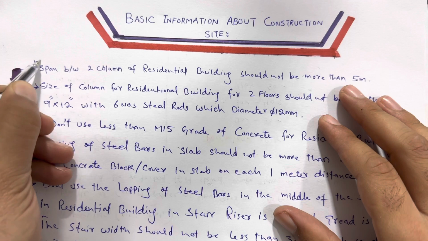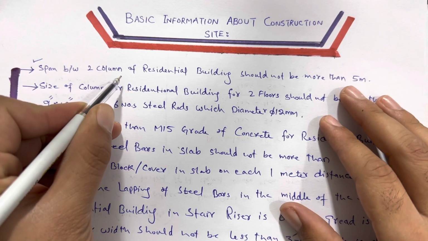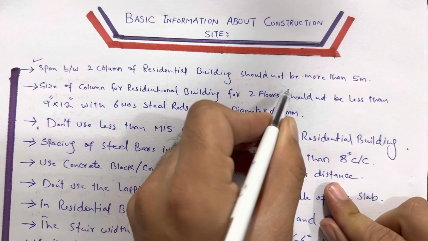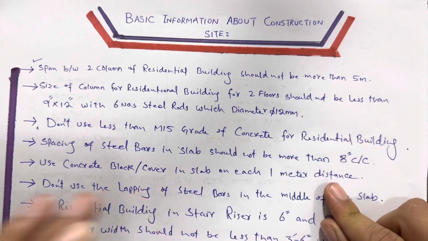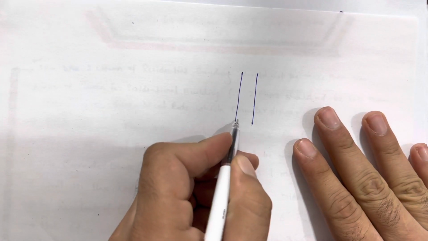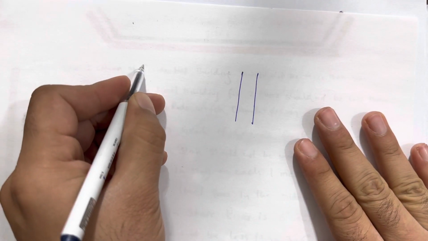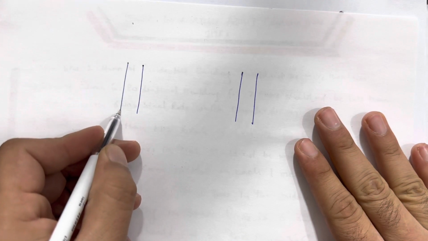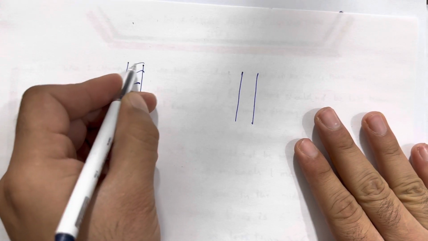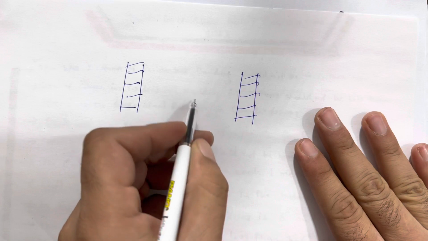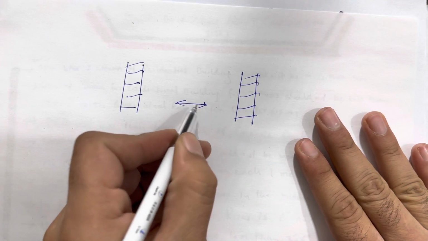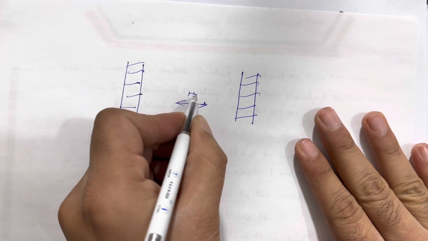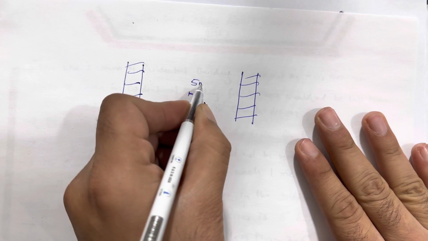The first one, guys, you can see the span between two columns for residential building should not be more than 5 meters. Guys, you can see here, this is one column, and this is the other column. So these are RCC columns for residential building. This span between two columns should not be more than 5 meters.